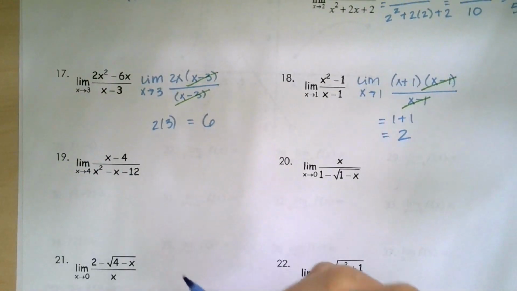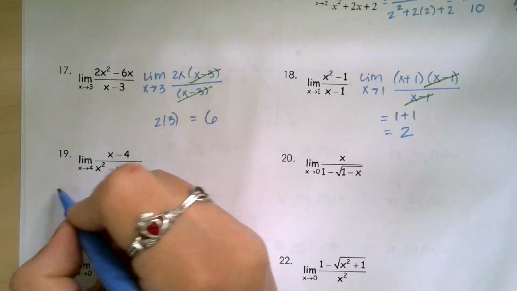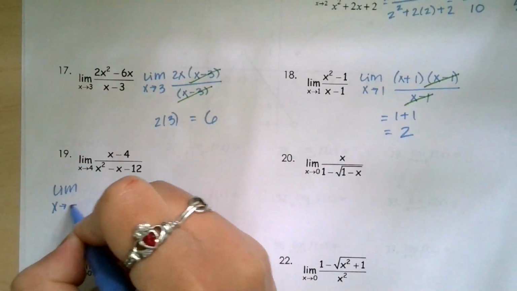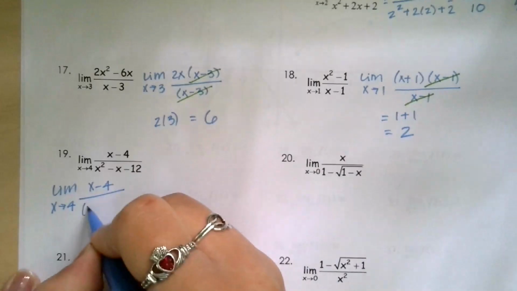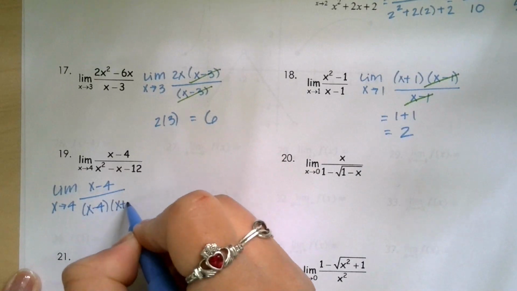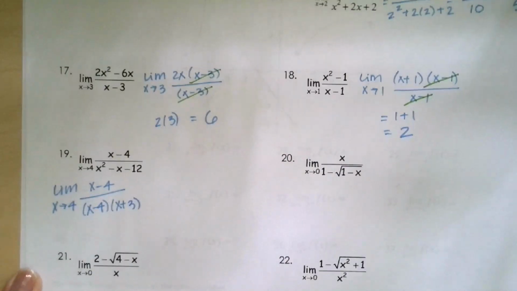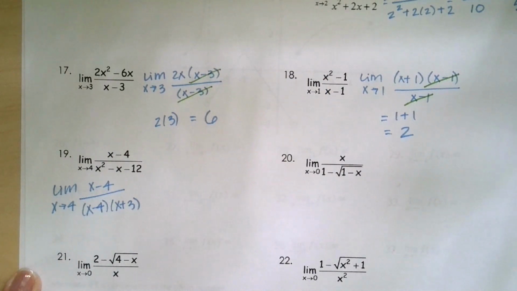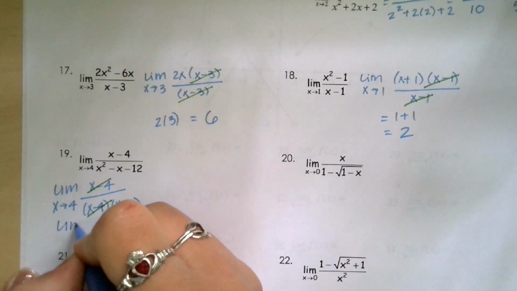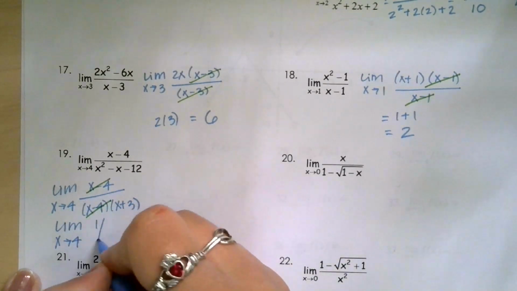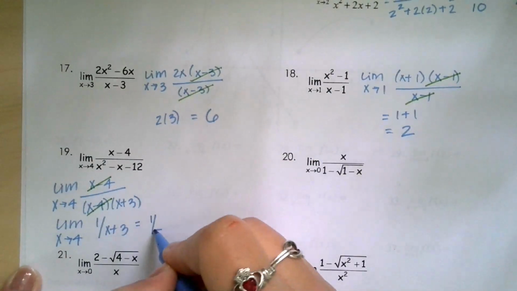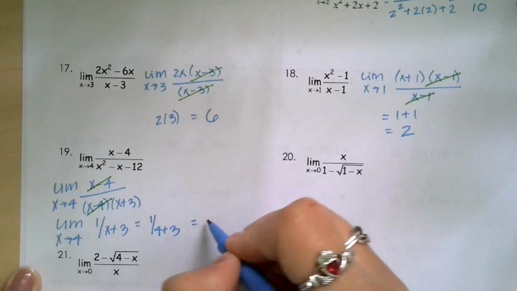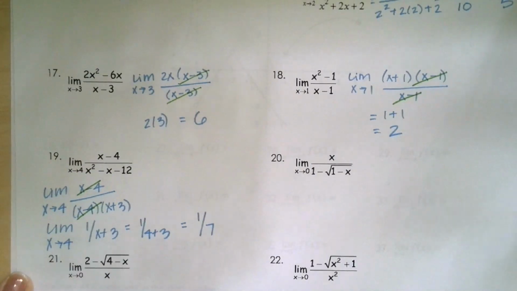All right, number 19, we can go ahead and factor. So, the limit, as x approaches 4, up top we still have x minus 4. The bottom is going to factor x minus 4, x plus 3. Okay, so now we can go ahead and cross off our x minus 4s. So we're just left with the limit as x approaches 4 of 1 over x plus 3. Okay, so now we can substitute. We have 1 over 4 plus 3, so our limit equals 1/7. Okay. So that's it on factoring.